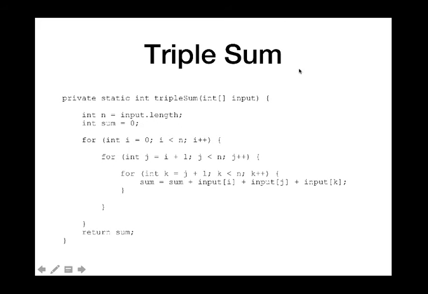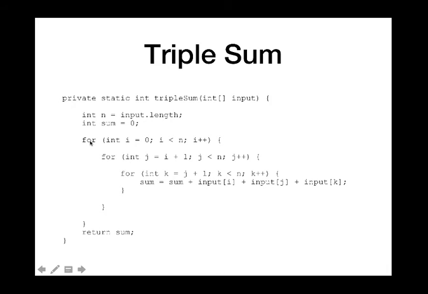There is another interesting problem here, which is the triple sum. As we have an input and we want to sum all the triplets. So that's going to be element 0 plus 1 plus 2 and element 1 plus 2 plus 3 and so on until we get to the end of the array.